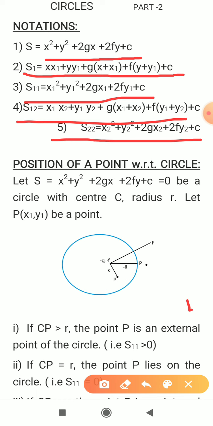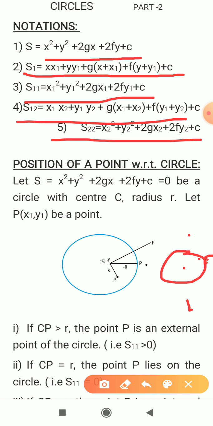According to that, observe this diagram. Suppose this is the circle. This is a point, an internal point. This is a point, an external point. This is a point on the circle. So like that, there are three positions of a point with respect to the circle.